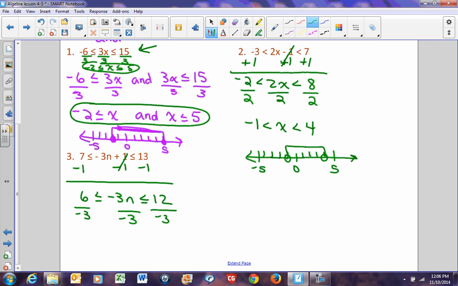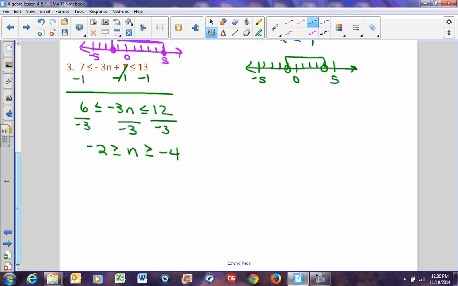Since I divided by a negative number, my inequality symbol must switch. 6 divided by negative 3 is negative 2. This changes to greater than or equal to n, which is greater than or equal to 12 divided by negative 3, which is negative 4. Now that's a little hard to graph because it's kind of written backwards. It says negative 2 is greater than or equal to n, which is greater than or equal to negative 4.